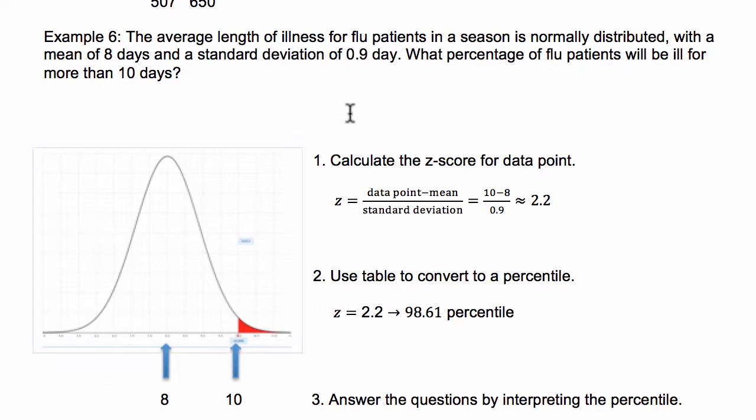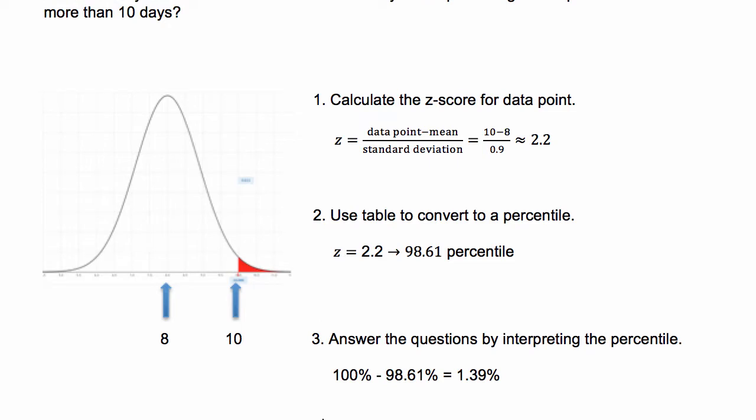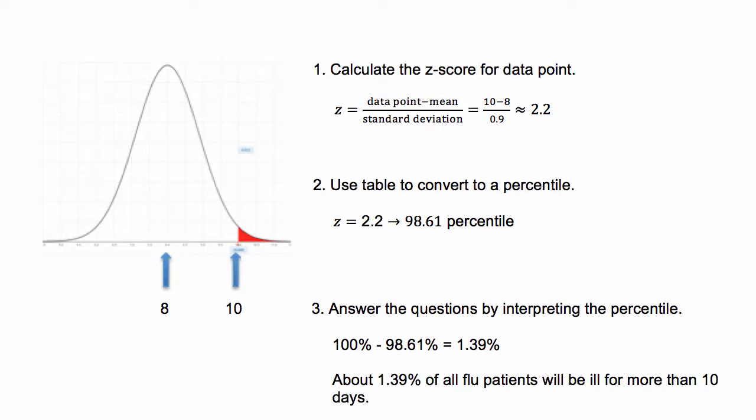But we are interested in what percentage of flu patients will be ill for more than 10 days. To get this, we take 100% minus 98.61% and get 1.39% of flu patients will be ill for more than 10 days. Once again, since 10 is in the 98.61 percentile, about 100% minus 98.61%, or 1.39% of all flu patients will be ill for more than 10 days.